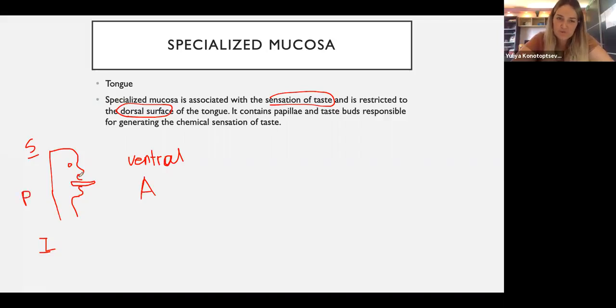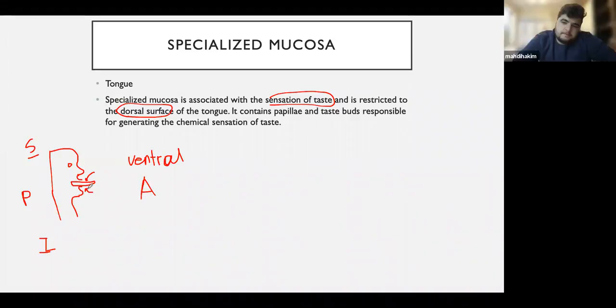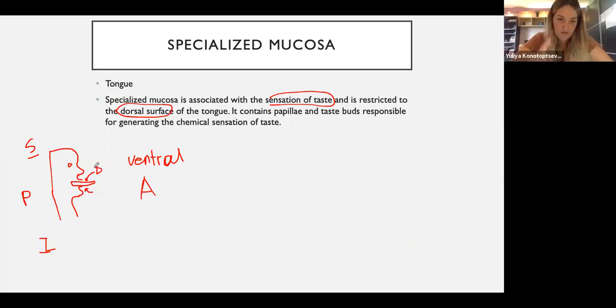Which one is the dorsal? Is it the top of the tongue or the bottom of the tongue? So if I stick my tongue out, this surface, the surface that you see right now, is it dorsal or is it ventral? Ventral. This is dorsal. And the question is why? Why the superior surface, right? This is the superior surface of the tongue. Why is it dorsal? And why the inferior tongue is ventral?